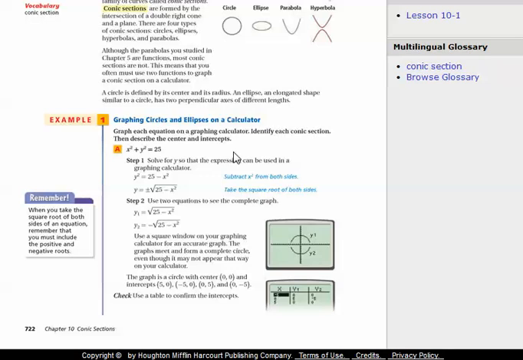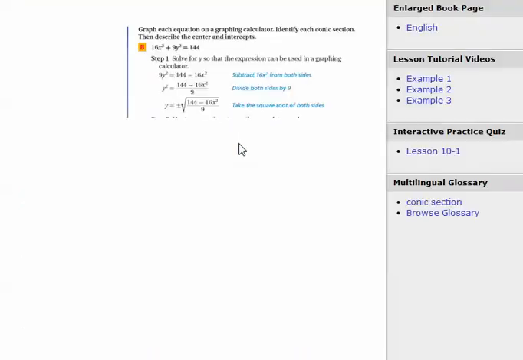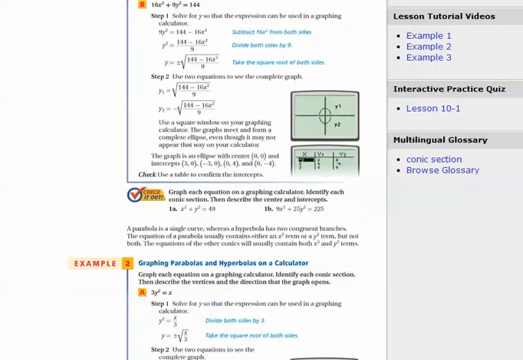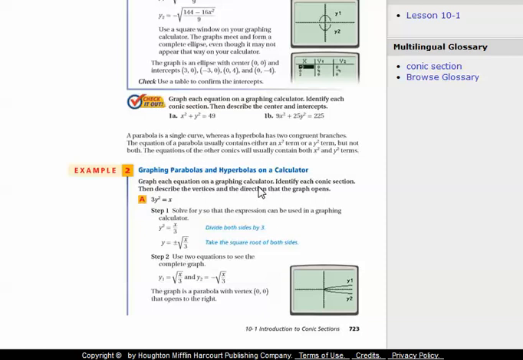Going on to the next page, in the next example, the same thing is happening. You can see that we're solving for y, and we have a positive and negative. Now you have to be careful how you plug these into your graphing calculator. It can be a little bit tricky. Make sure you use some parentheses. Again, we get the graph over here, and we can look at the intercepts. This is graphing a hyperbola. Again, you can follow through that example and see how they do that.